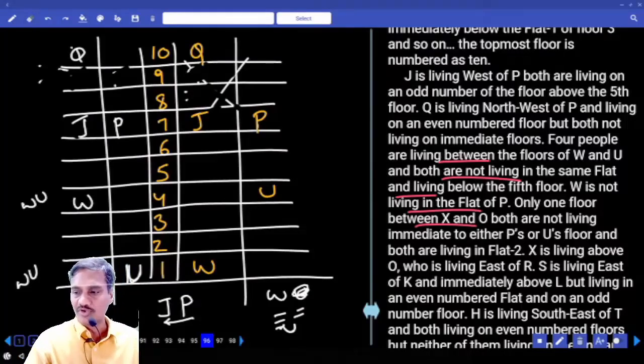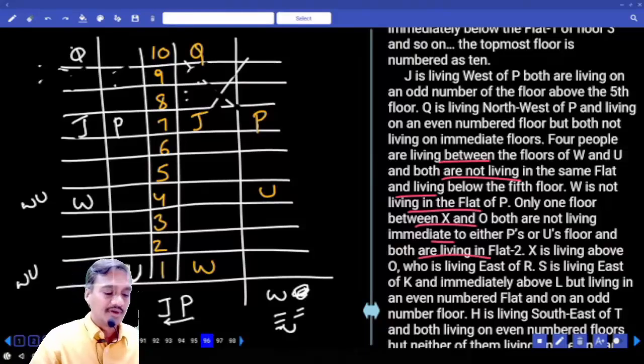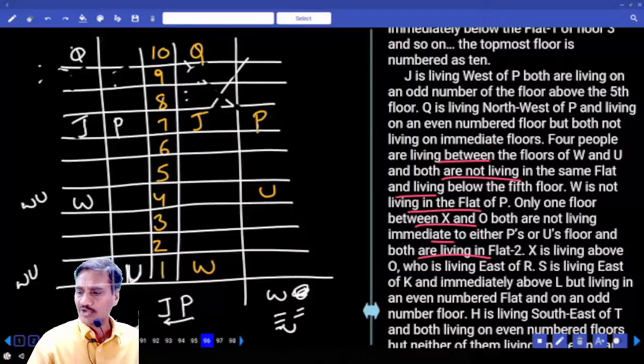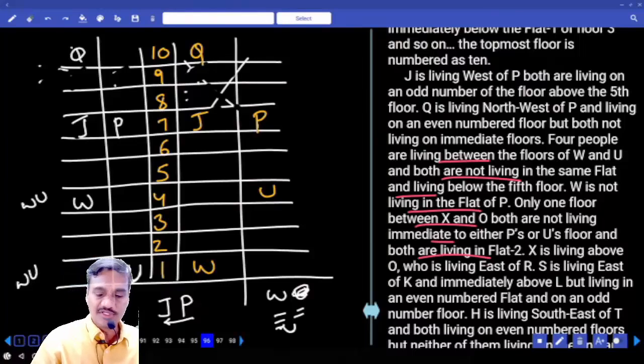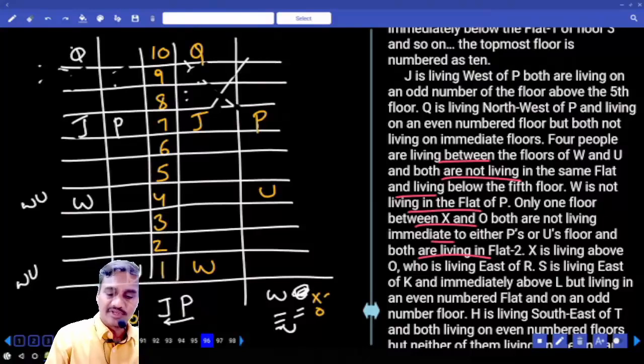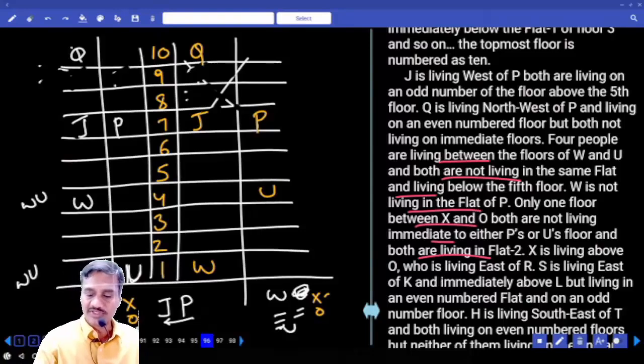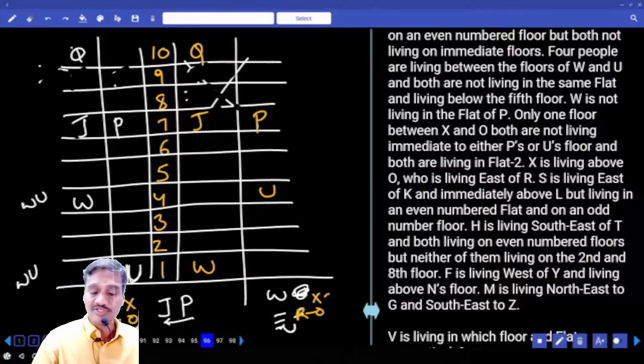And next one, only one floor between X and O, both are not living immediate to P, R, U. X and O, and both are living in flat 2. Now these 2 persons are living in what? Both are living in flat 2. Now which 2 persons are living in flat 2? X and O, and these 2 are living in flat 2. Now here also X and O are living in flat 2. X is living above O. O is living to the east of R. Here also O is to the east of R. R, O and X. And next one, S is living east of K.